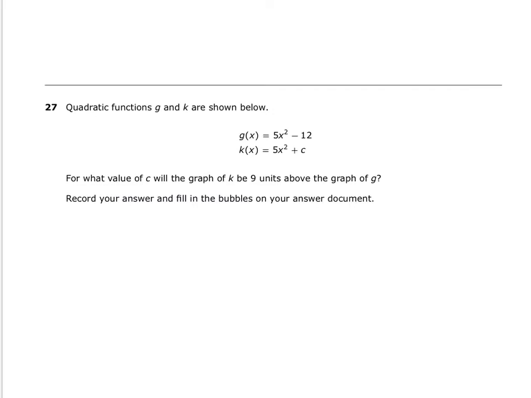For number 27, we have two quadratic functions. G of x is 5x squared minus 12, and k of x is 5x squared plus an unknown c. We want to know what c has to be if k is actually 9 units above the graph of g. This right here tells us where it crosses the y-axis. So 9 units above negative 12 would actually be at negative 3, and that would actually be the answer.